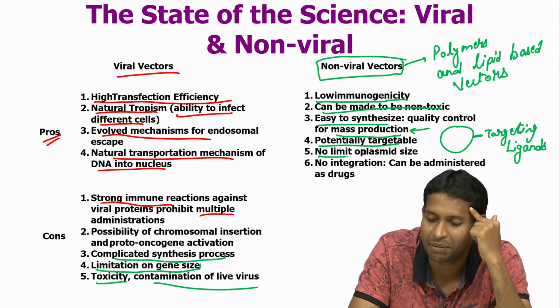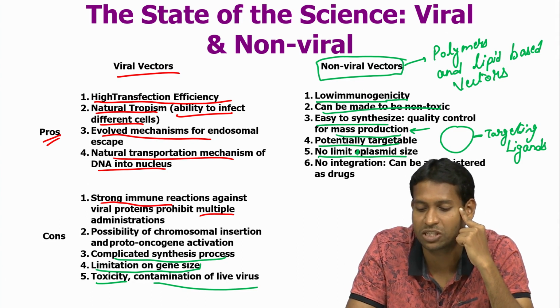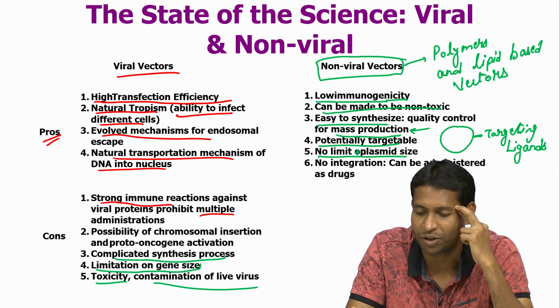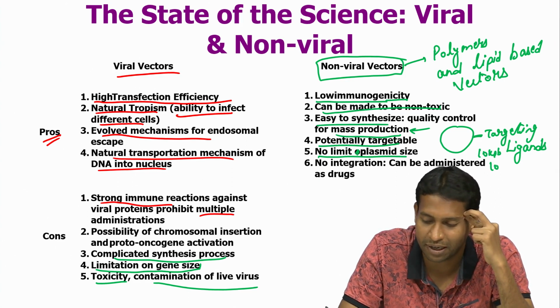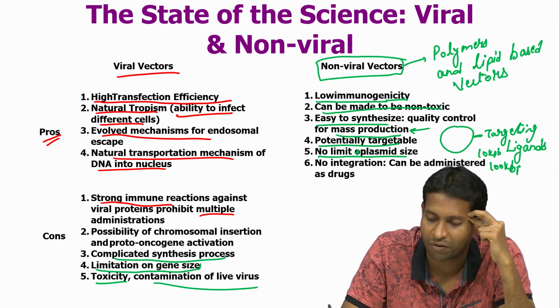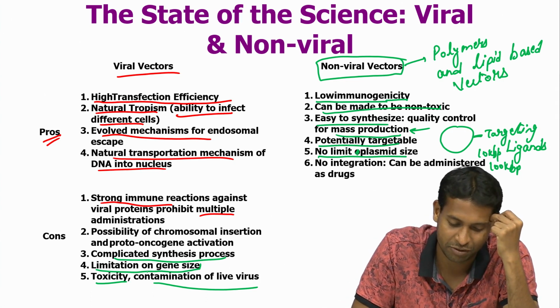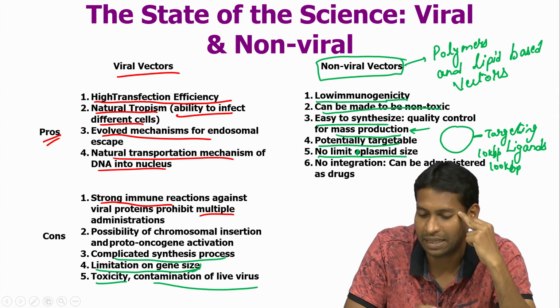There is really no limit to the plasmid size. You can get as much plasmid size as you want. So, if you want 10 kilo base pair, that is feasible. You want 100 kilo base pair, that is feasible. So, large genes are easy to take through, unlike the viral vectors where we were saying there is a limitation to the gene size, and they do not really integrate.